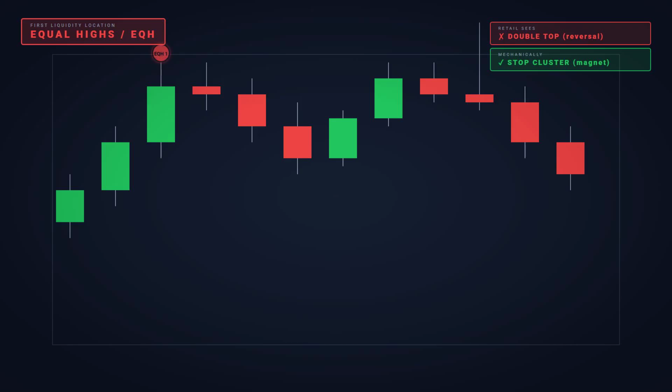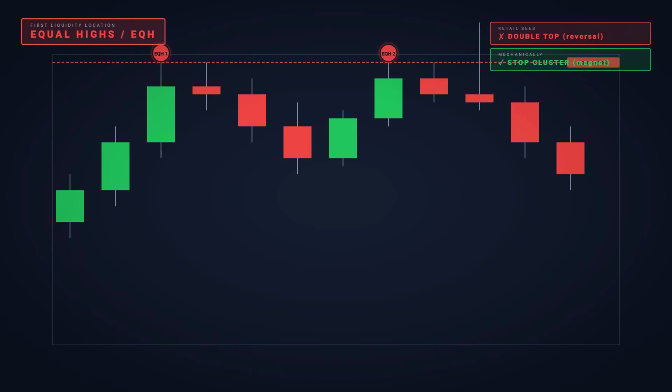Look at these equal highs on screen. That is your first and most important liquidity location to understand. Equal highs, or EQH, form when price tests the same swing high level twice without breaking through it. To the retail trader, that looks like a double top, a reversal pattern.